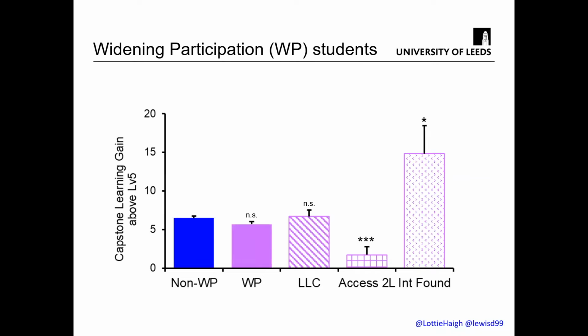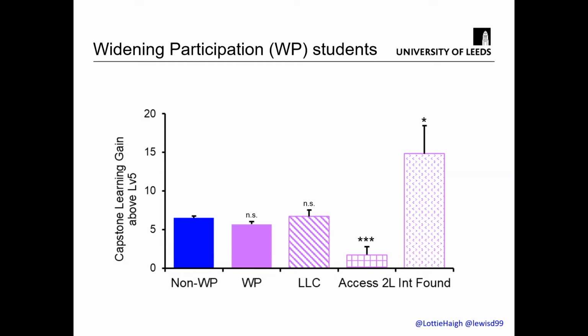What about widening participation? As the colleague just said from Bath, very similar to us, we have very few widening participation students. But if we compare the majority non-WP students to the collective of WP students, there's no significant difference in learning gain between the two groups. So our capstones are not disadvantaging our WP students. If we break it down into the different groups, students who have come in through our lifelong learning centre, which is our foundation year, again show no significant difference in learning gain.